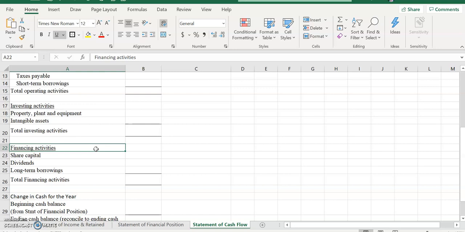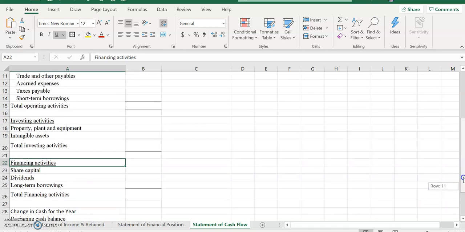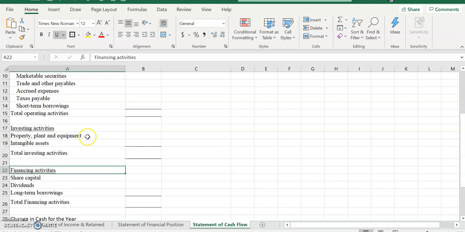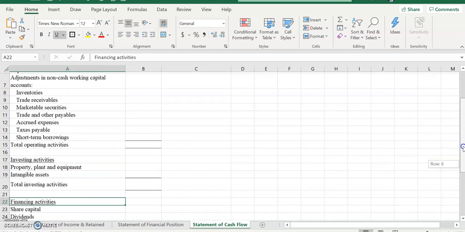And then also long-term borrowing, us borrowing cash to help invest, to finance what we're investing in. Okay. So those are the 2 big sections. So for financing activities, we're looking at share capital, dividends, and long-term borrowing. For investing activities, we're looking at long-term assets and intangible assets.